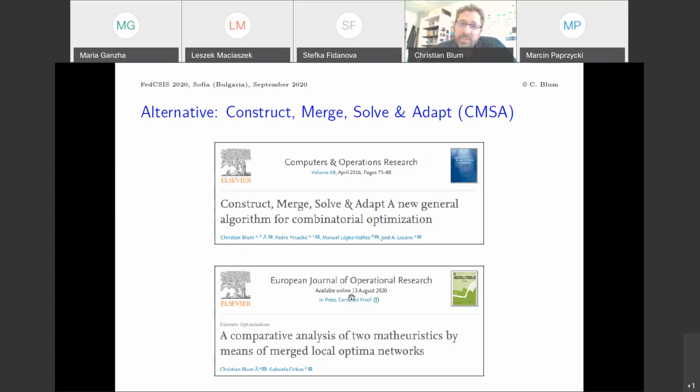As an alternative, in a PhD of one of my students 4 years ago, we developed an algorithm that we call construct, merge, solve, and adapt. It was first published in this paper here in Computers and Operations Research in 2016. And the results that I want to show you later, or the comparison, is from a paper from this year, which was just accepted, in Edge.